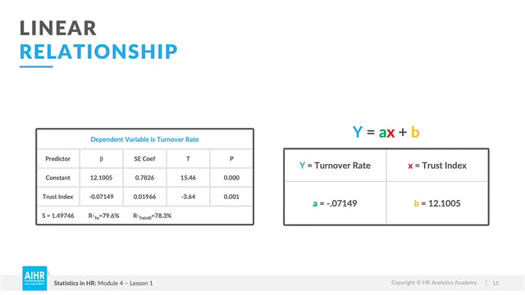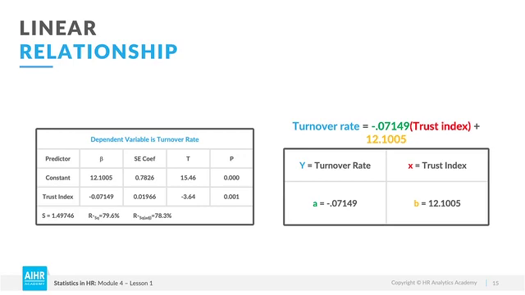This means that for every value of the trust index, the turnover rate would go down by 0.07149. This means we can calculate our formula of y equals ax plus b. Y is turnover rate, a is minus 0.07149, x is the independent variable trust index, and b is the constant or intercept, which is 12.1005.